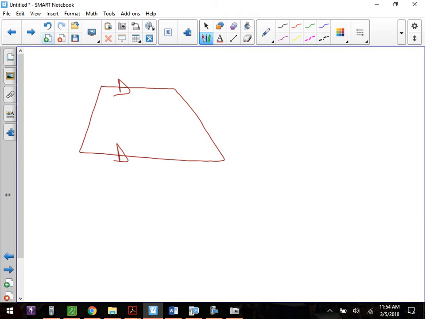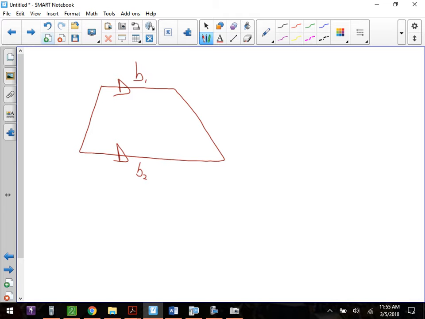Trapezoids are ones that you'll see a lot of times with trig, because they'll give you one of the base angles and make you use SOHCAHTOA or something like that to figure out a height. But what they're looking at here is these guys are called bases. When you have a trapezoid, you've got two bases. The bases are the parts that are going to be parallel to each other. The other ones are just the legs.